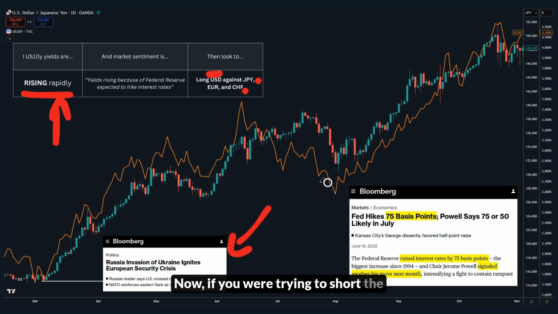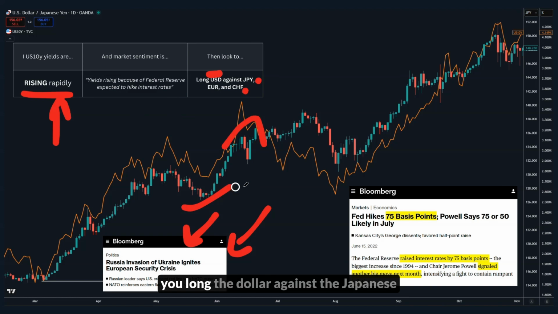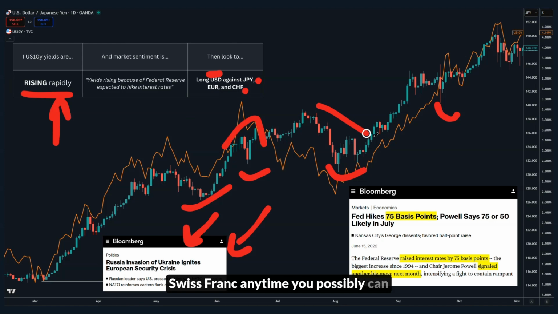Now, if you were trying to short the dollar against the Japanese yen because maybe it looked overextended, or maybe you thought that the context should have favored a safe haven like the yen, you missed this part in understanding that it's the yield regime that dictates the type of sentiment we're in. It's not as simple as risk on positive, risk off negative. There's more to it, which you are learning about in this video. So in this type of regime, what you do is long the dollar against the Japanese yen, against the euro, against the Swiss franc, anytime you possibly can.